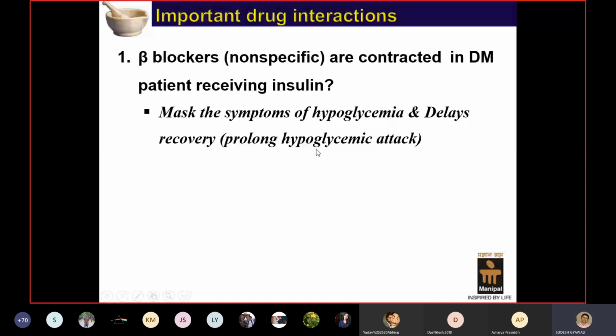Okay, so there will be prolonged hypoglycemia. The patient may not know that there was hypoglycemia and may land up with a complication or death may happen. Okay, the hypoglycemic coma. Got it? So this masking of symptoms is due to beta 1 and beta 2 receptors. Okay, and this delayed recovery is generally with beta 2.